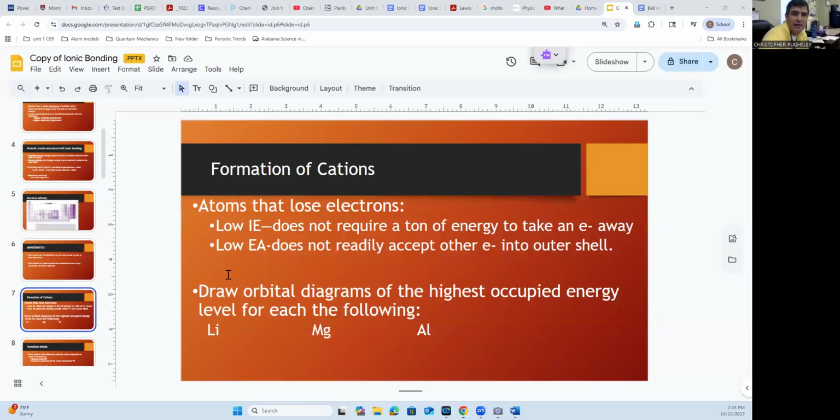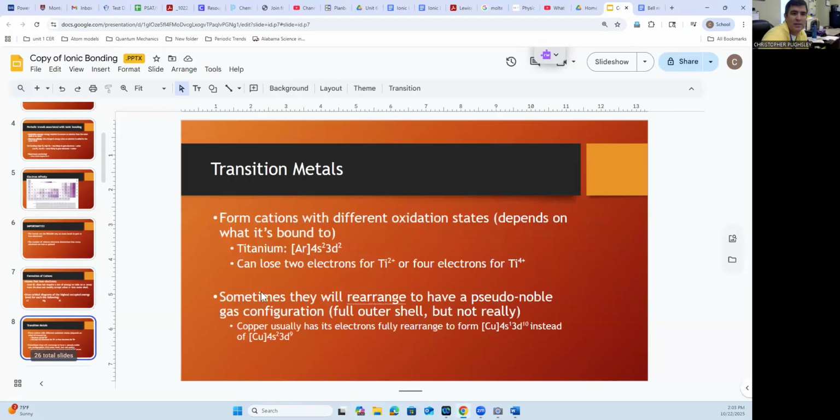All right, so let's go back over here. The transition elements form cations with different oxidation states. That's what I was just telling you. It depends on the element. Titanium can lose two electrons and form a positive two, or it can lose all four electrons. If you look at its electron configuration, it's 4s2, 3d2, and so it could be either a positive two or a positive four. Sometimes they will rearrange to have pseudo noble gas configurations, full outer shell, but not really.